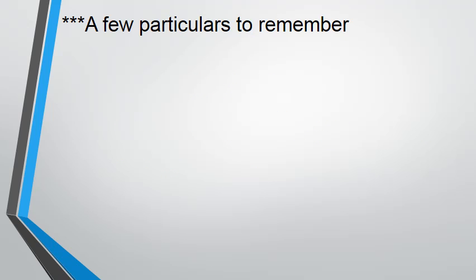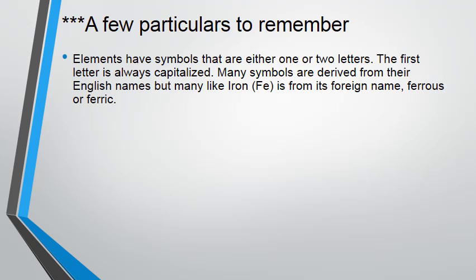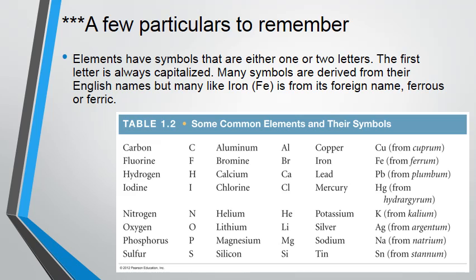Okay, a few things we need to remember about our substances. First thing, elements have symbols that have either one or two letters. The first letter is always capitalized. The second letter, if it has two, is never capitalized. Many of our symbols are derived from their English names, like iron.